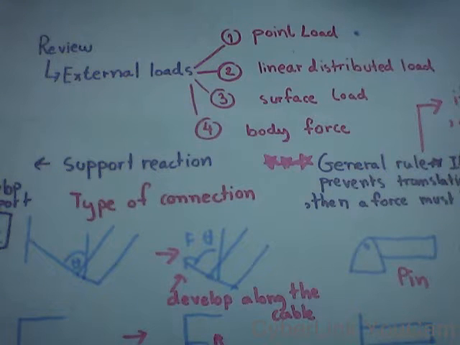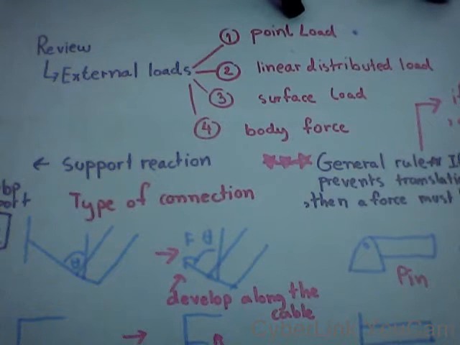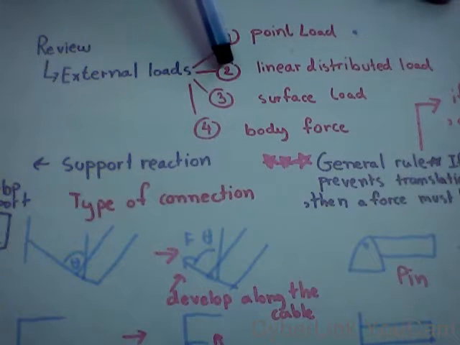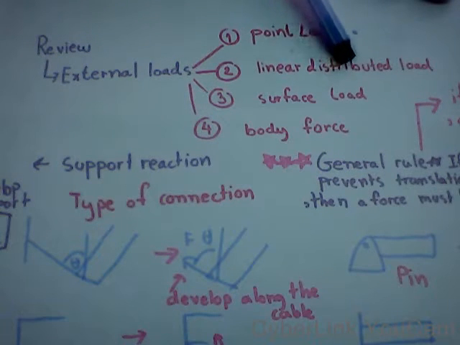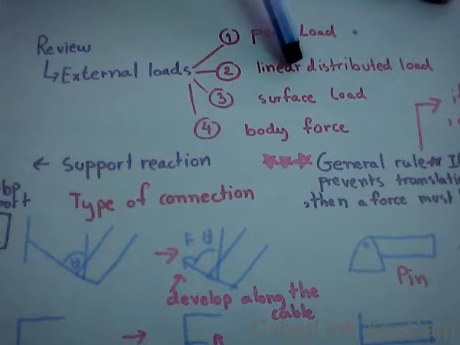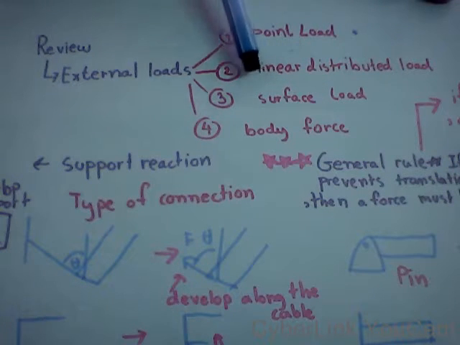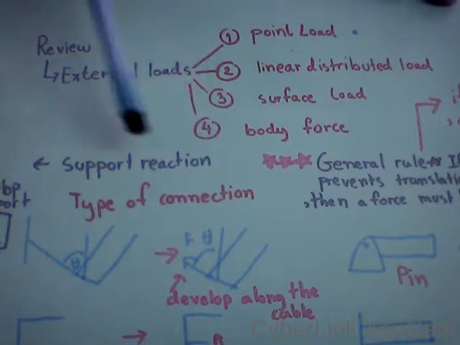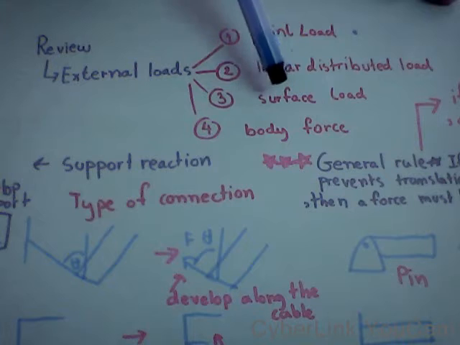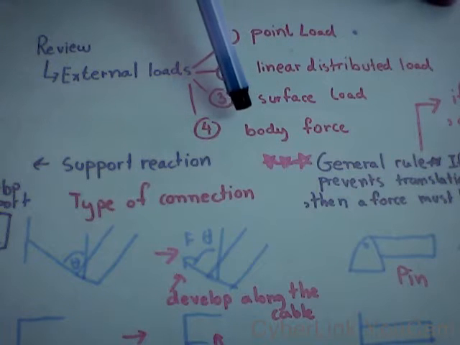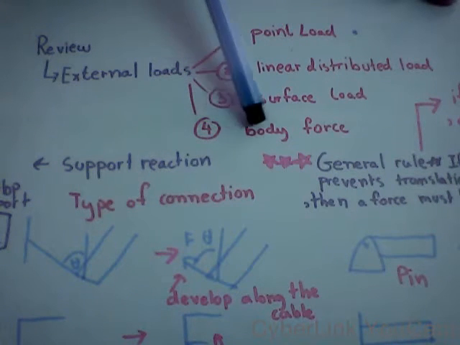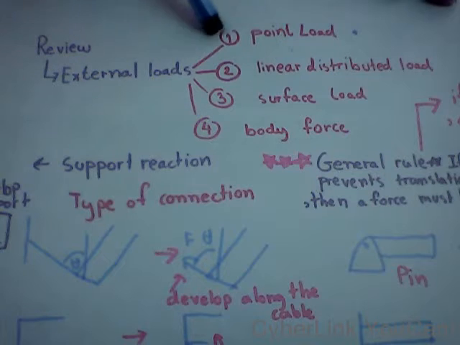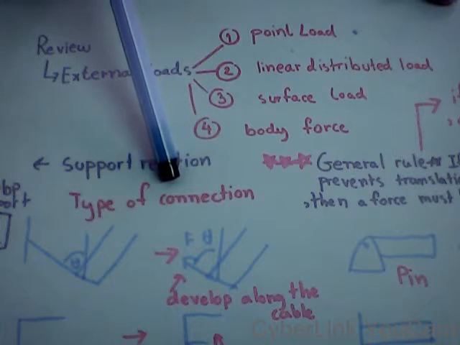Okay, how many types? First is a point load, a load applied on the point. Linear distributed load, or load applied along the line. Surface load, or the load applied on the surface. Body force, or we can simply understand as weight. Okay, 1, 2, 3, and 4.